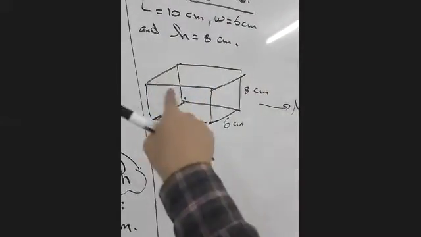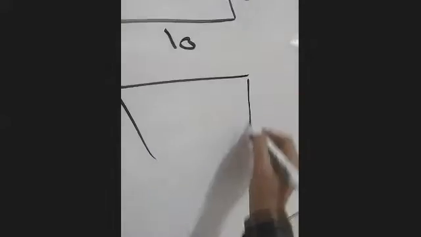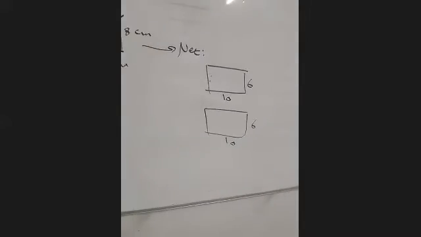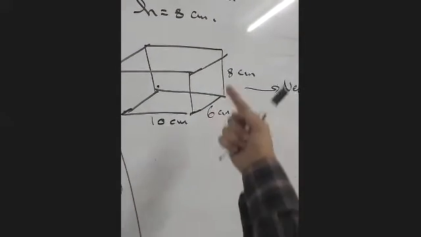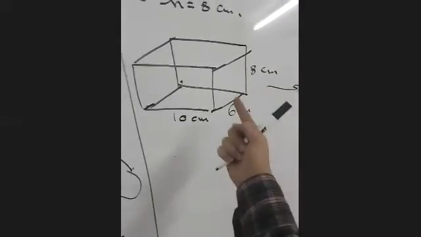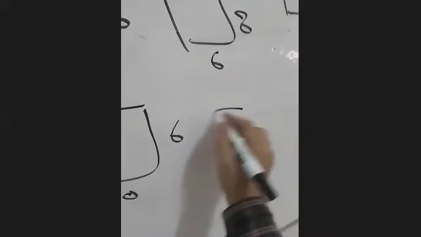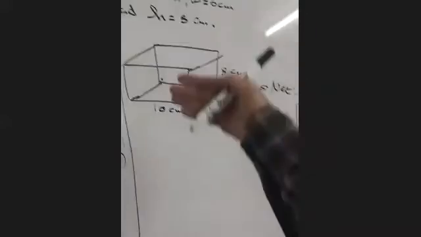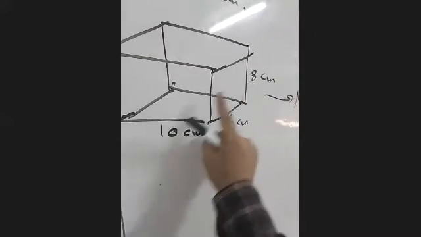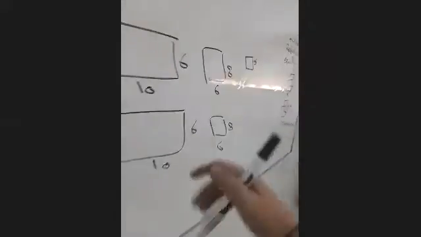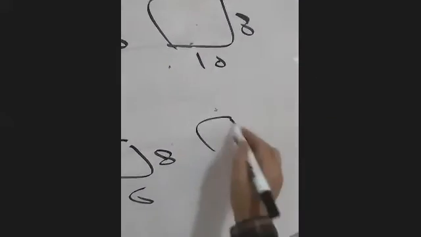How about the roof? It is the same as the floor, right? It will be 10 and 6. How about this side here to the right? It has 6 and 8, the same as the opposite one. So we have 2 rectangles with 6 and 8. Now how about this one which faces us? It has 10 and this line, which is the same as 8. So we have another 2 rectangles with 10 and 8.